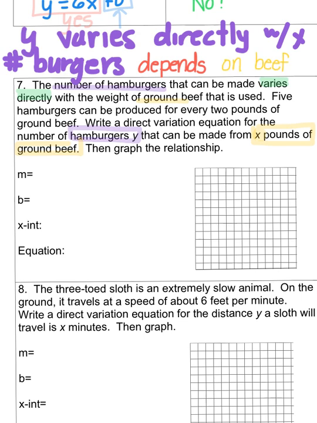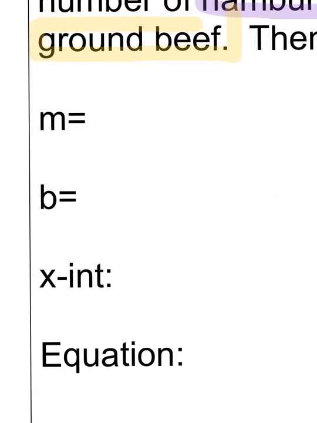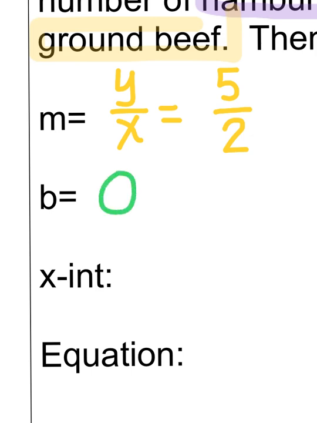Now let's continue. What's the slope in this problem? Well, remember the slope can be found in a direct variation problem by dividing the y by the x. There were 5 hamburgers for every 2 pounds of beef, so that's the slope. Since this is a direct variation problem, what would the b be? Well, it goes through the origin, so you can either put 0 or 0, 0. The x-intercept is also 0.